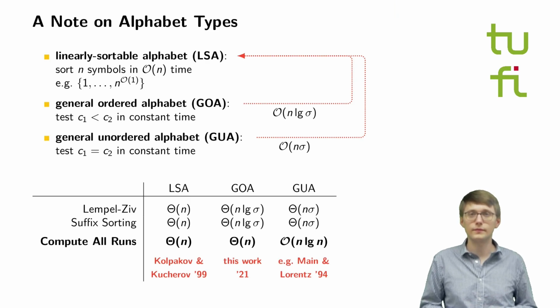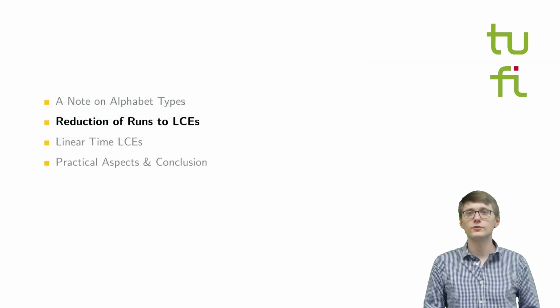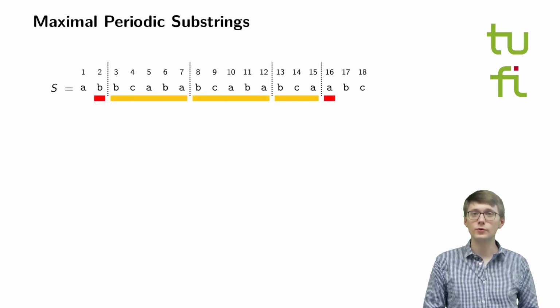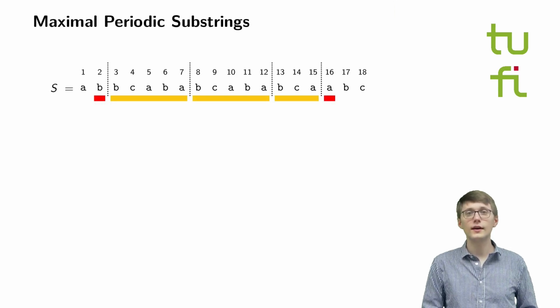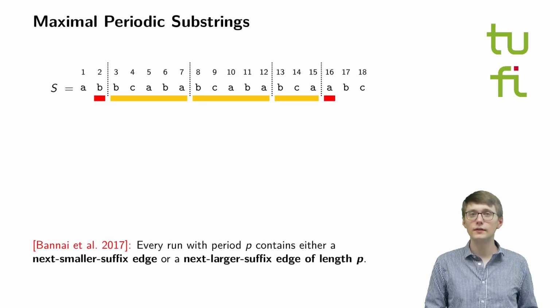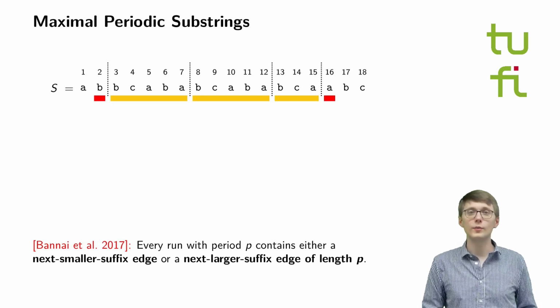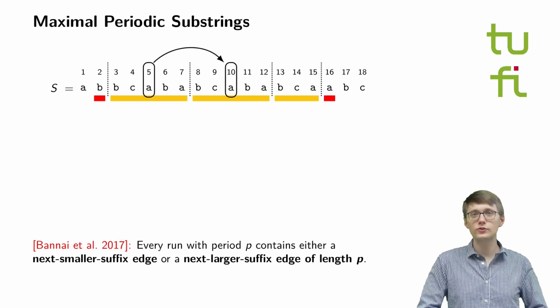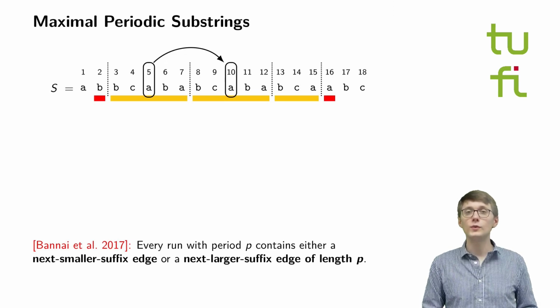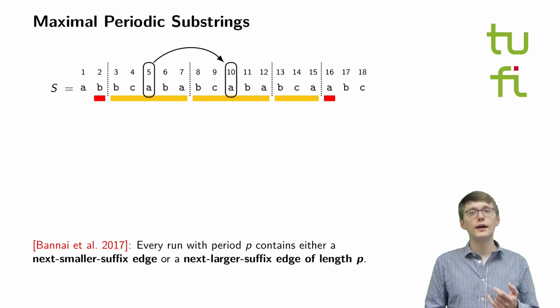Next, I will show how to reduce the computation of all runs to computing a sequence of longest common extensions. Our example from the introduction should be well suited for the purpose. The key insight is that every run with period p contains either a next smaller suffix edge or a next larger suffix edge of length exactly p. In our example, we have this next smaller suffix edge from position 5 to position 10. It means that suffix 10 is the first suffix that starts to the right of suffix 5 and also is lexicographically smaller than suffix 5.